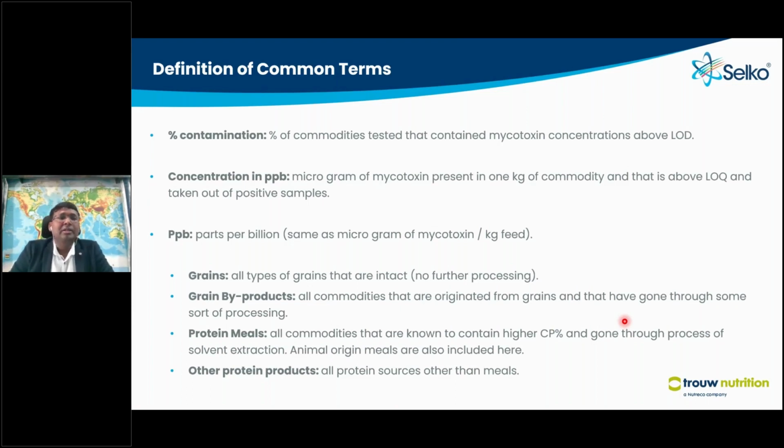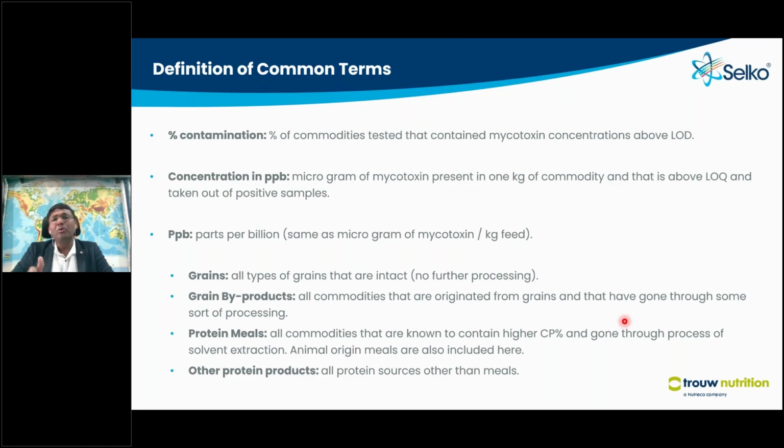Percent contamination with mycotoxin really means that out of 100 samples, how many samples were contaminated with aflatoxin or ochratoxin, and that is above LOD, which I'll explain to you a bit later. Whereas when I refer to the concentration, in parts per billion in this case, it is how much of the toxin is present in micrograms per kg of feed or per kg of raw materials. That is what is very important.